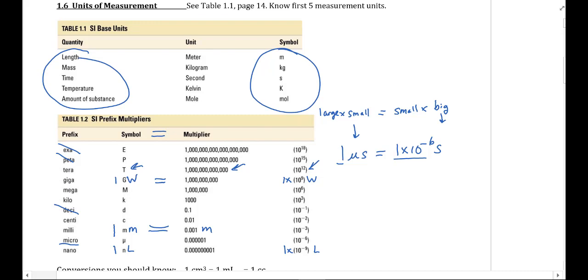We can use that equality to set up a ratio. 1 microsecond is the same as 1 times 10 to the minus 6 seconds. Or we can write 1 times 10 to the minus 6 seconds over 1 microsecond. So those are some examples for how to use that table.